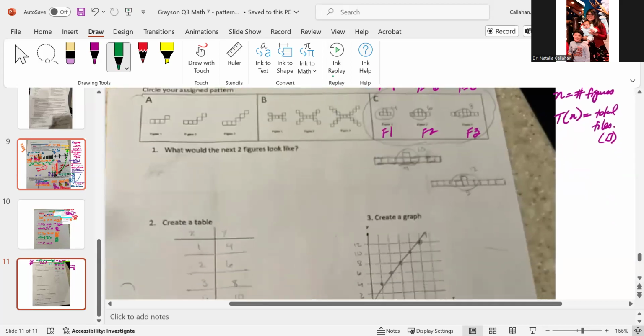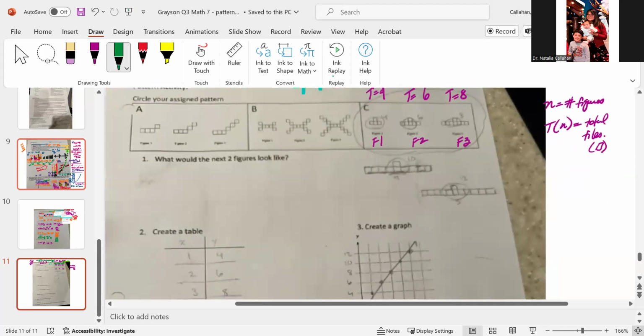All right, so number 1, what would the next two figures look like? Well, you got figure 3. What do you think figure 4 is going to look like? How many squares are you going to have, or how many tiles are you going to have? So it will be what? What's your total number of tiles for number 4? 10. And what about number 5? 12, right? Did you draw the picture? Okay, good. So then make sure you put 4, 10, 5, 12. Make sure you write that out.